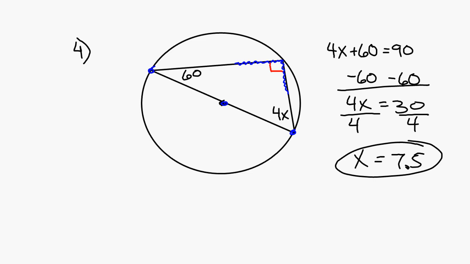And I don't know how you remind yourselves to be careful, but I would put maybe a star or something right there. Because what I could see people doing just right off the bat is making the 4x equal to the 60. Just because you're given those two numbers and you're asked to solve for x. But don't do that, okay? The 4x isn't equal to 60, is it? Those two added together equal 90 degrees.